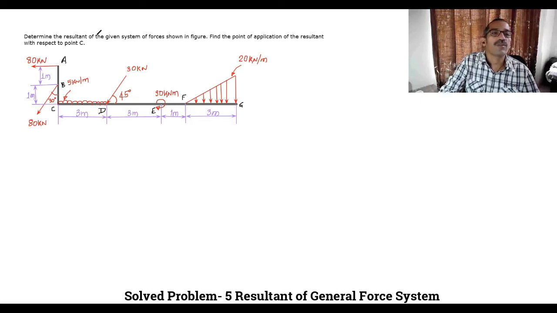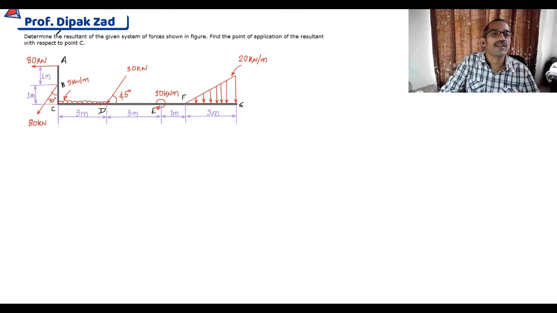If we convert the UDL into an equivalent point load, the equivalent of a UDL will always be at the center. Center of what? CD. This UDL is acting in portion CD, whose length is 3 meter. Therefore its equivalent will be exactly at its center, that means this dimension will be half of 3 meter, 1.5 meter.